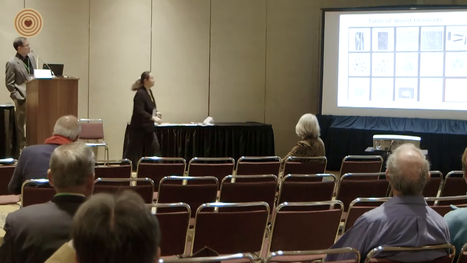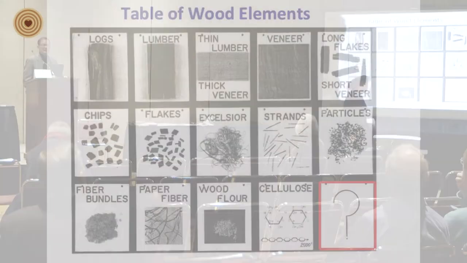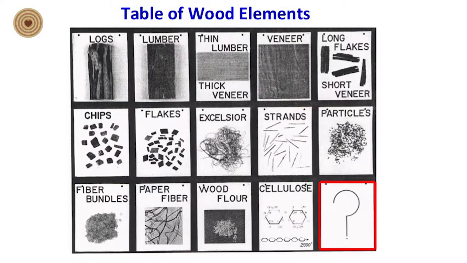Okay, let me start with this table of wood element. Back in 1950, in the United States, there's a famous pair of twin brothers, George and Adam Mara. Both of them were devoted to wood science research. George was more on the technology, Adam Mara more on the chemistry. So the wisdom of those two people put together, they proposed this back in 1950, 1960.